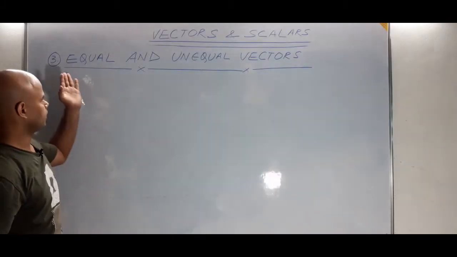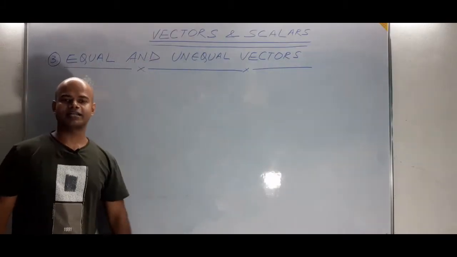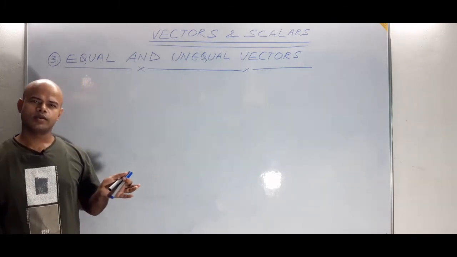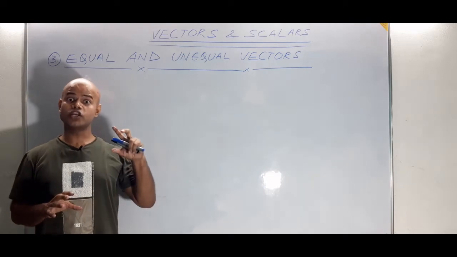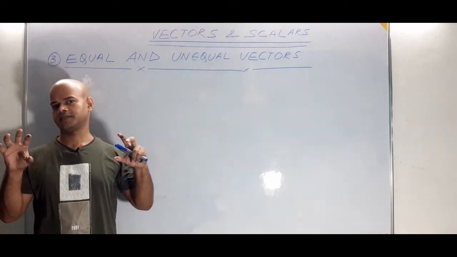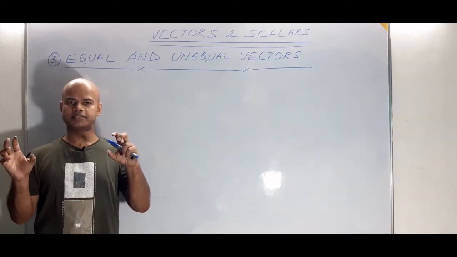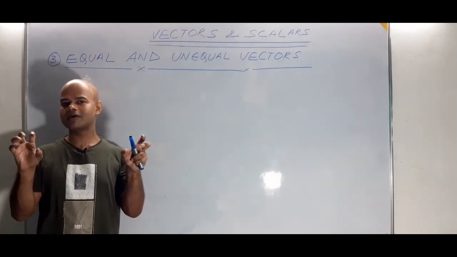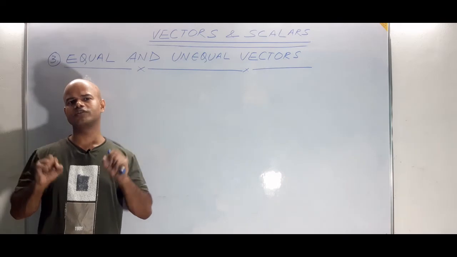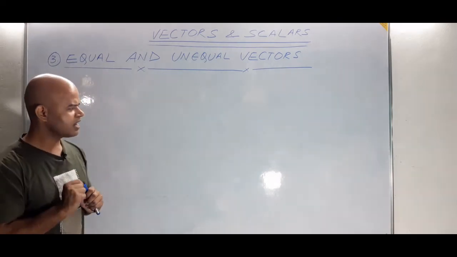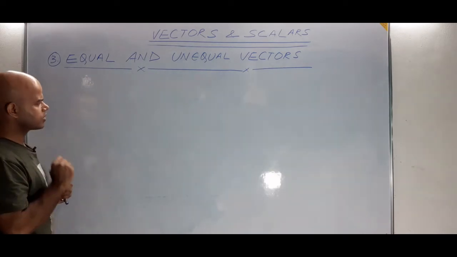Alright, so third one, equal and unequal vectors. Very simple. Vectors, you know, are physical quantities having magnitude and direction. So for two vectors to be equal, both of these things, magnitude as well as direction, must be the same. Are you getting the point? Let me make it more clear with one example.